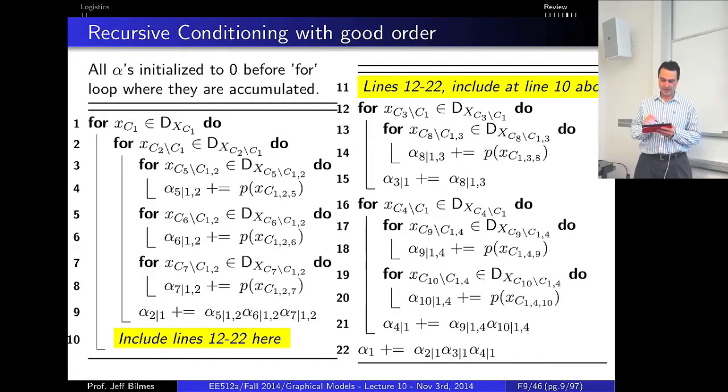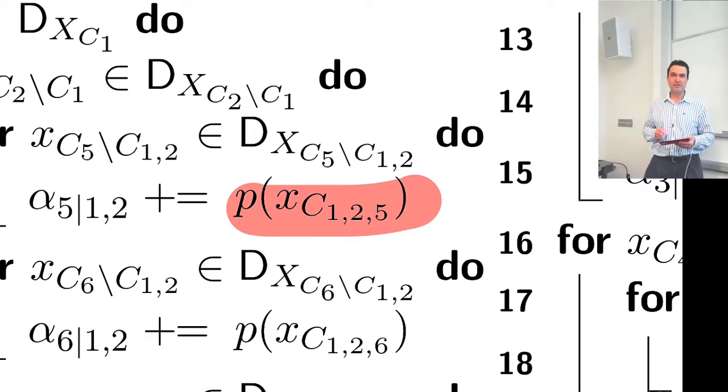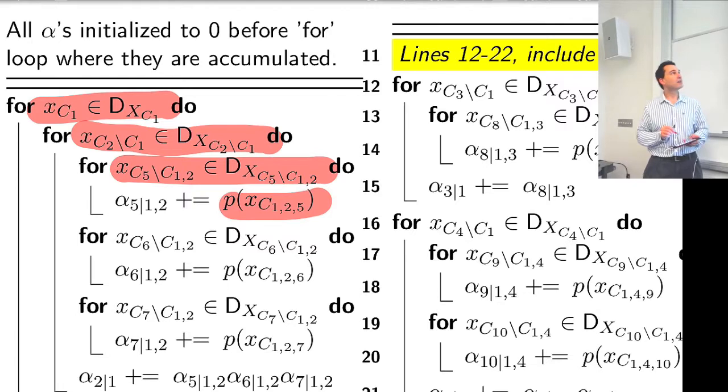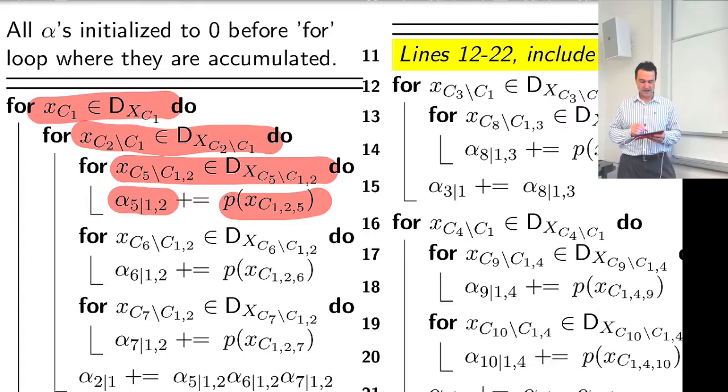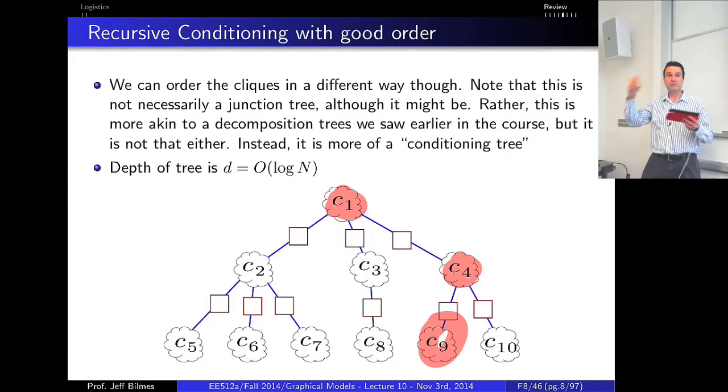So like for example here, this thing here, the probability of x sub C1 to 5, the union, that is meant to correspond to C1 union C2 union C5. And so all of those variables have to be instantiated, and they are because we've instantiated all the variables in C1. Here we've instantiated the variables in C2 that are not in C1, and here we've instantiated the variables in C5 not in the union of C1 and C2. So therefore this guy alpha can be computed. And so this set of iterations essentially corresponds to the recursive conditioning idea on this graph right here.